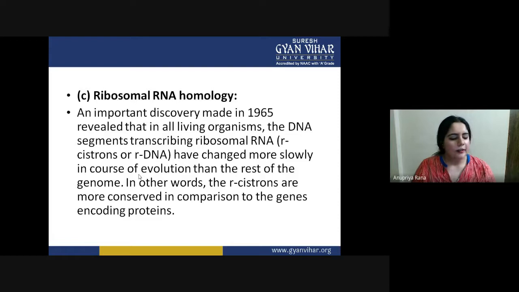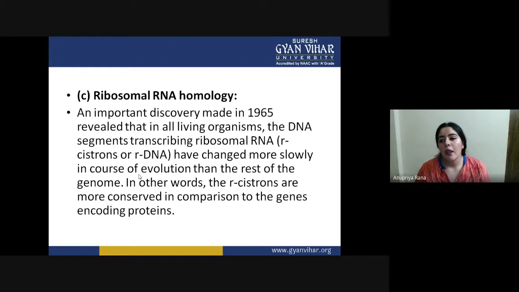Another thing is ribosomal RNA homology. How can we forget ribosomal RNA? That is specific, like signature sequences, specific to every species. An important discovery made in 1965 revealed that in all living organisms the DNA segment transcribing ribosomal RNA has changed more slowly in the course of evolution than the rest of the genome. In other words, these are more conserved in comparison to the genes encoding proteins.